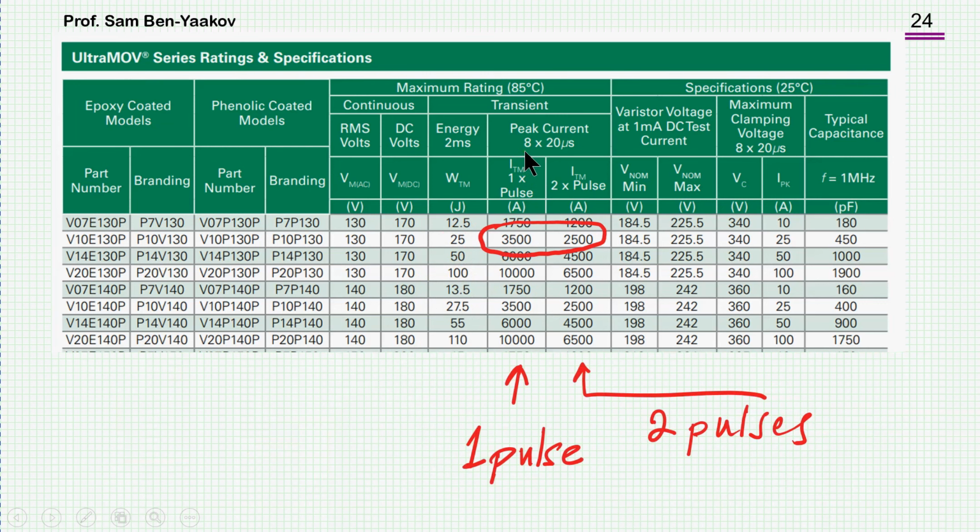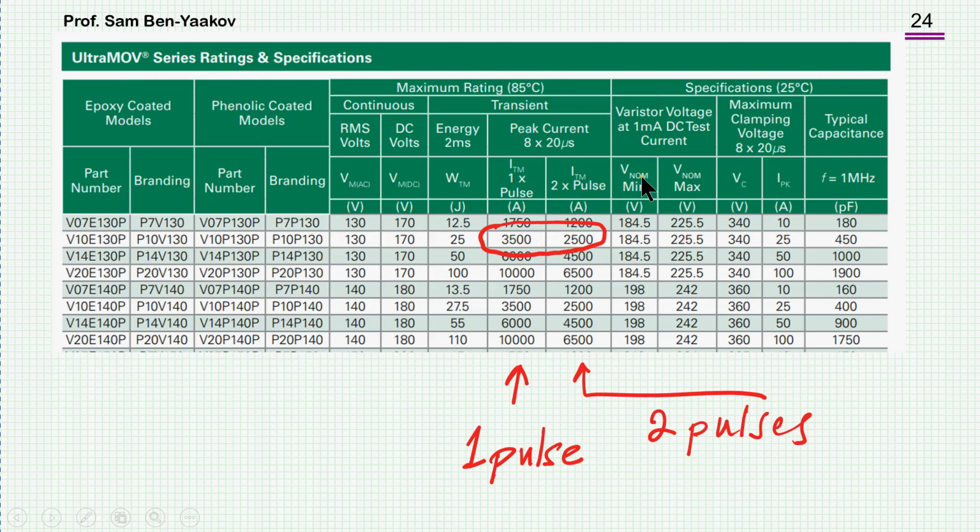Then we have the peak current, and this is for actual destruction. I mean, this is not for operating, but this is the highest current that the unit can tolerate. It might degrade after that, but it will not burn out, and there will be no catastrophic failure. So we are talking about 3.5 kiloamp here for one pulse, or if there are two pulses, then it specifies how far apart they are supposed to be, and it is 2.5 kiloamp.